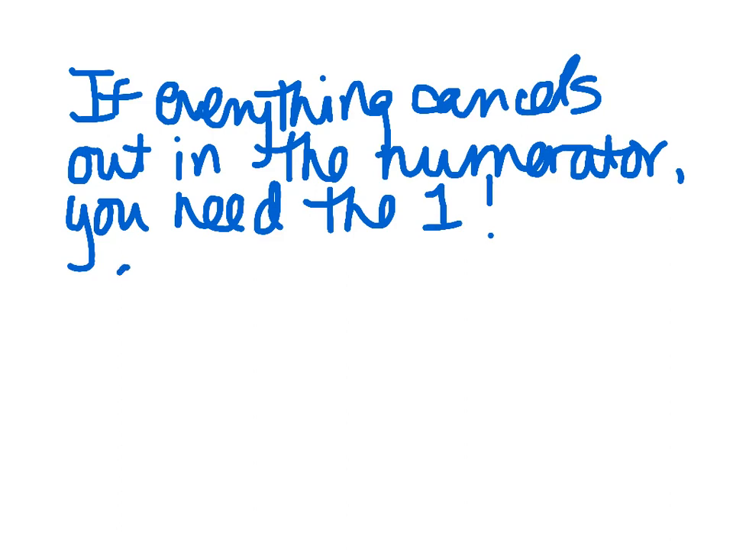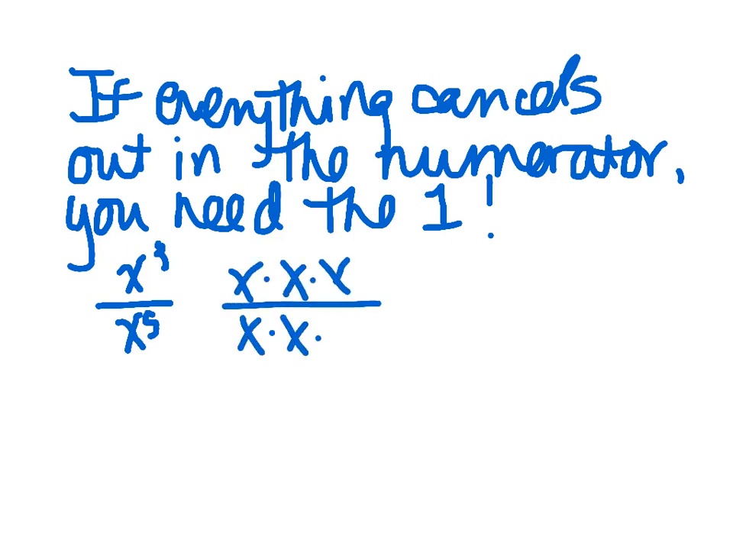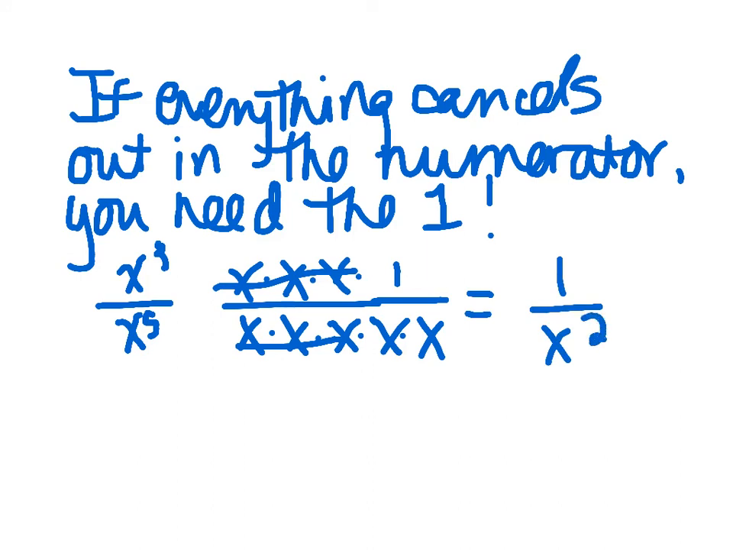In other words, if I say x to the third over x to the fifth, that's x times x times x over x times x times x times x times x. Remember, this was all times 1. That doesn't change it. These 3 cancel out and it equals 1 over x squared.